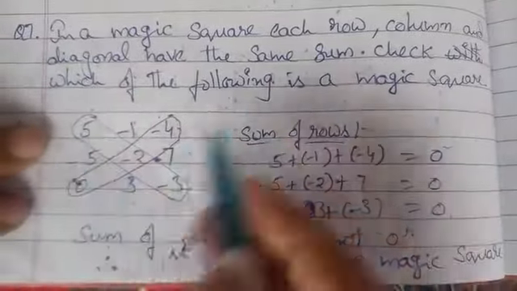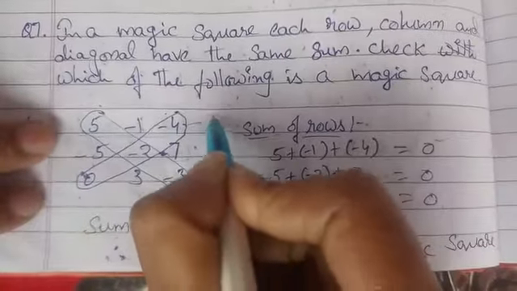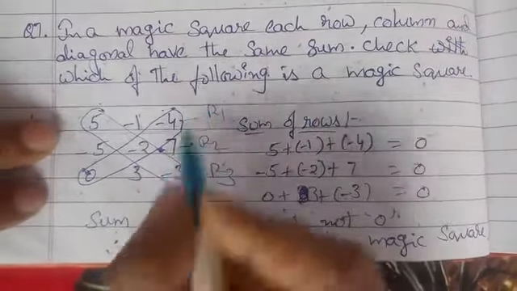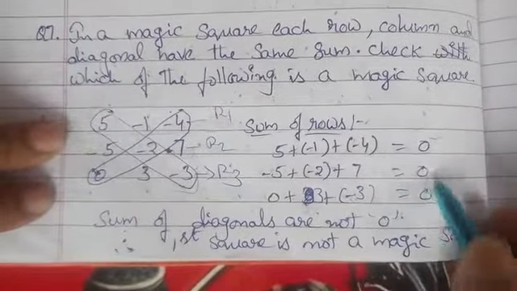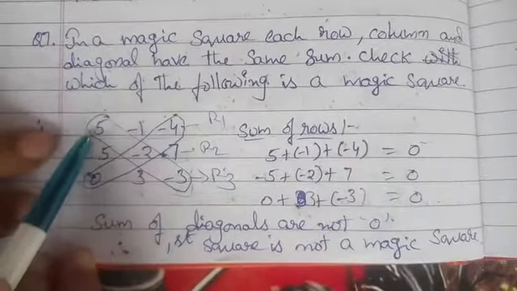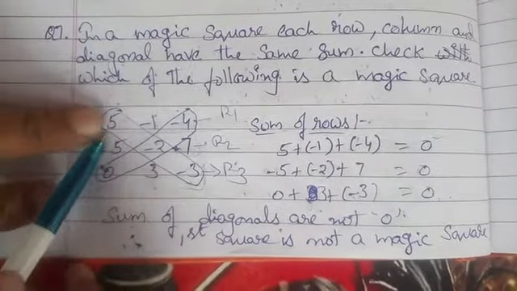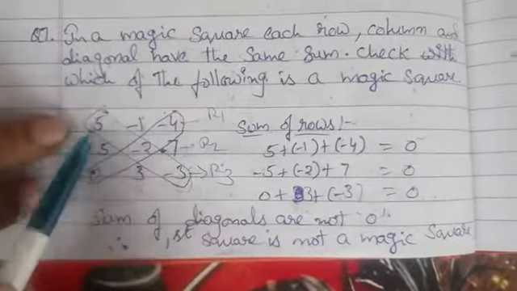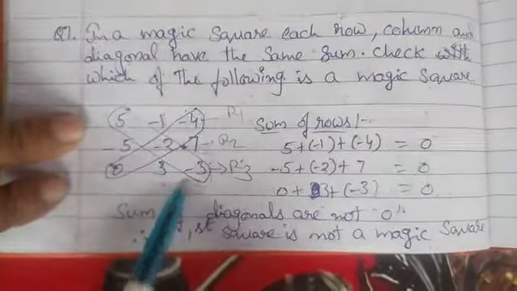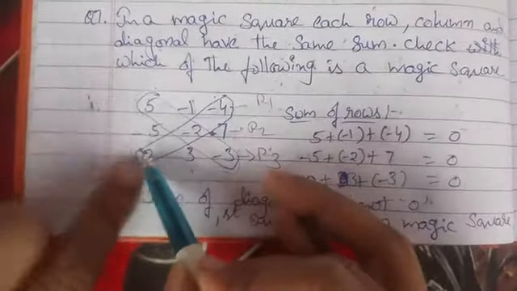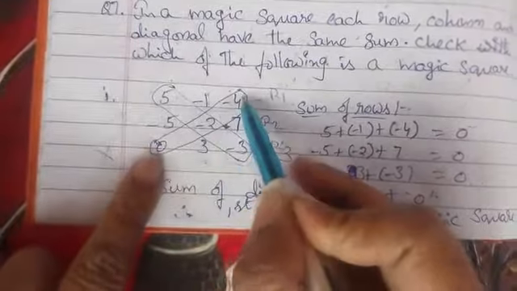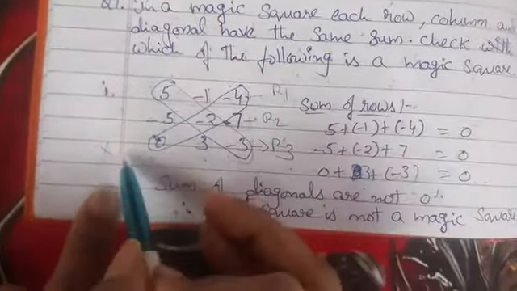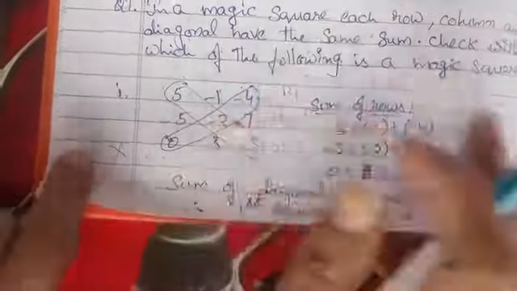Here we will consider this one as row 1, this is row 2 and this is row 3. After adding the rows, we get the sum 0. For the first diagonal, the sum is 5 plus of minus 2 plus of minus 3, and in the first diagonal we get the sum 0. The second diagonal is given as 0 plus of minus 2 plus of minus 4. We will get minus 6, we are not getting 0. That's why this is not a magic square.